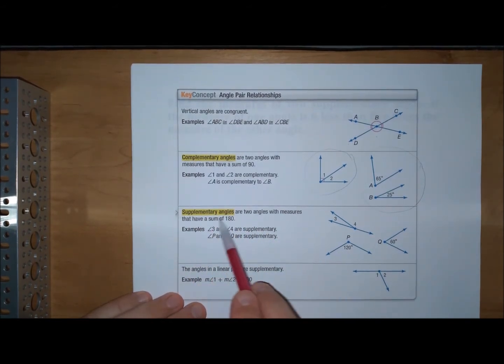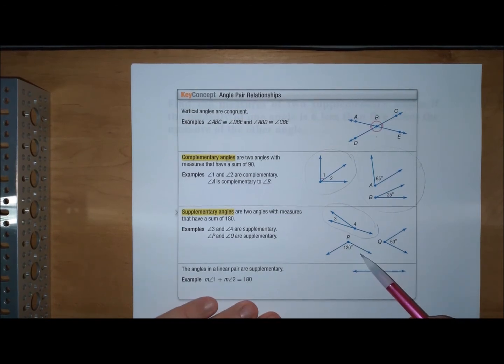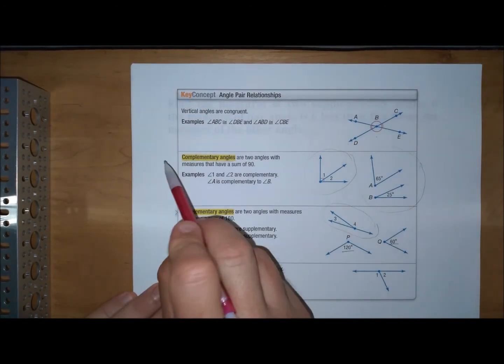Likewise, we also have this term supplementary angles. These are two angles with measures that have a sum of 180 degrees. They may be adjacent, like this. We already talked about this condition. What's that called? They're a linear pair. Angles 3 and 4 are a linear pair, and all linear pairs are supplementary. But they may be non-adjacent, like these examples, angles P and Q here. Okay, even though P and Q are not adjacent, we still say they're supplementary because together they add up to 180 degrees. Good.